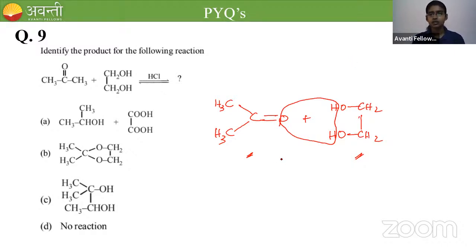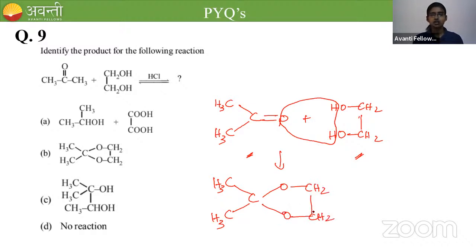H2O is removed here. And you have to connect the oxygen to the carbonyl carbon. So what you will get? C, CH3, CCH3, and here O, CH2, O, CH2. Got it? So this is the resulting product we get from the given reaction. So it is given in option B. Option B is the correct answer for this question. Okay.